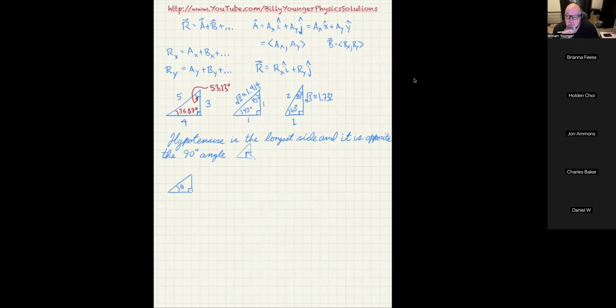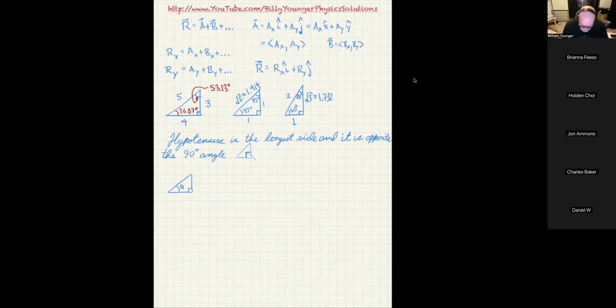Notice I'm sticking mostly to right triangles. In principle, you can do non-right triangles, but then you'd have to use the law of sines and the law of cosines. When we get to dot products, I'll show you a little bit more about that so you can be a little bit more confident with using the laws of sines and cosines. But right now, we're trying to stick with just right triangles.